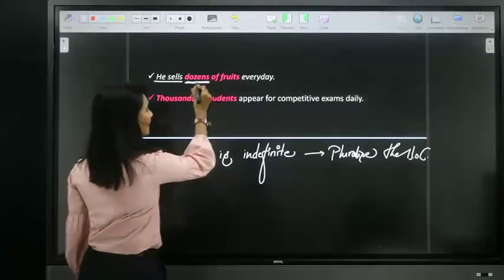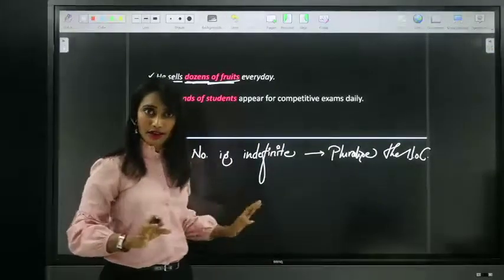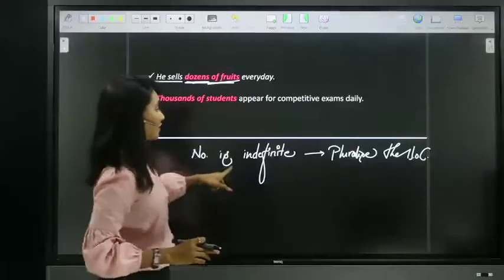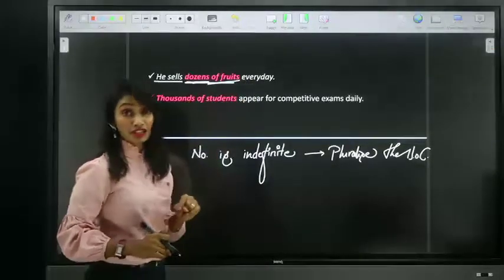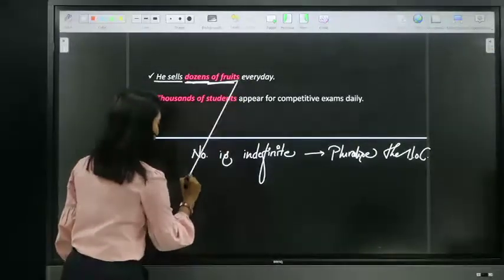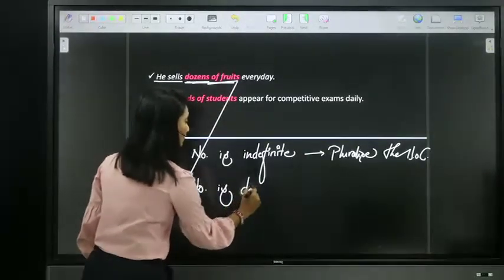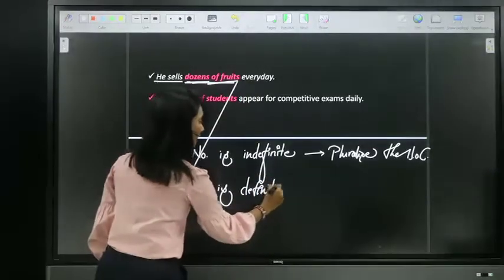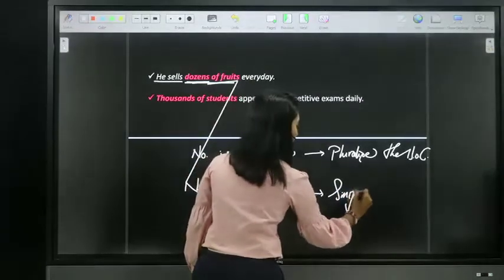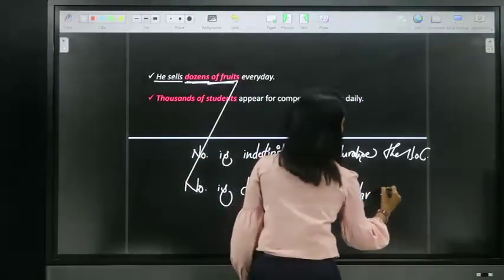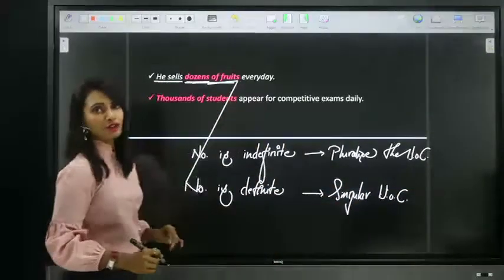Hence, look at this one. He sells dozens of fruits. How many? We are not sure. The number is not definite. So the number is indefinite. So we have pluralized here: dozens of fruits every day. But remember, when the number is definite, when we know the exact number, then units of counting should be singular. We have to use a singular unit of counting.